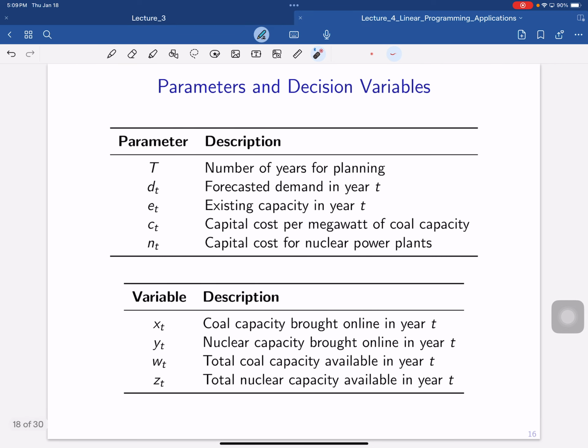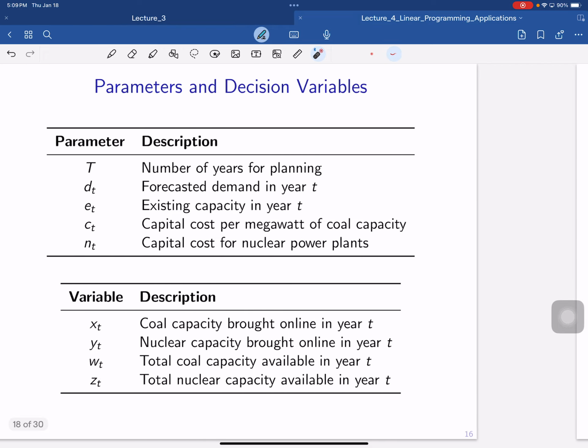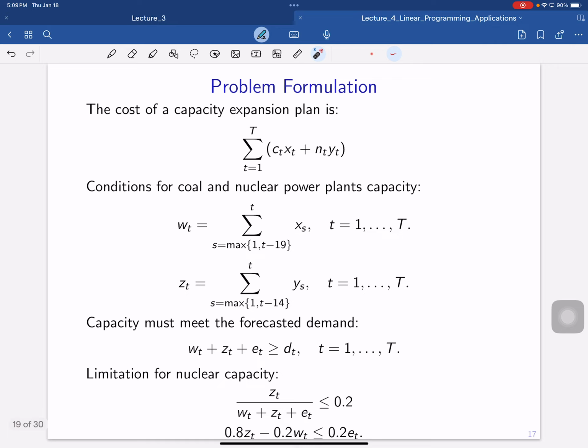Okay. So with those definitions, if you forget those definitions, that's fine. Once you read the constraints, it's quite intuitive. First of all, the objective would be minimizing the total cost, right? There are only two types of capital cost. We are investing in both coal and nuclear. So we are minimizing the total cost here.